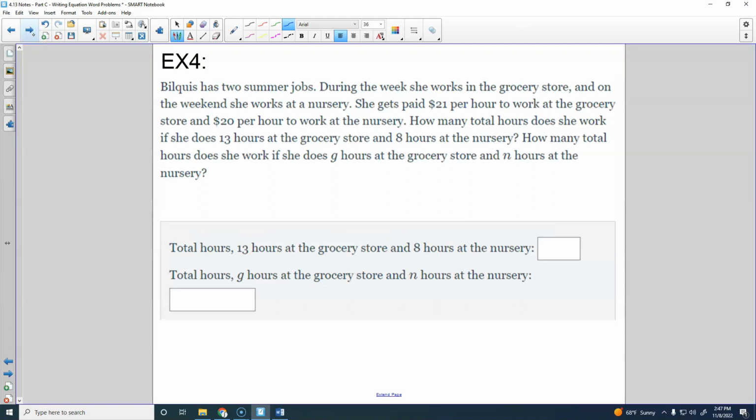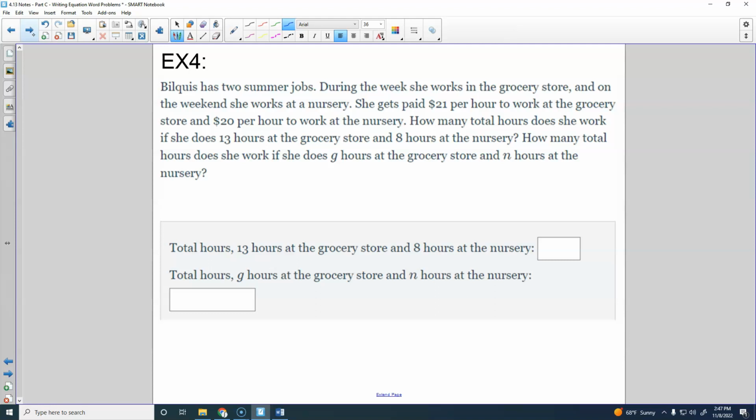All right, here's another good name. Bilqui has 2 summer jobs. During the week, she works in the grocery store, and on the weekend, she works at a nursery. She gets paid $21 per hour to work at the grocery store and $20 per hour to work at the nursery. How many total hours does she work if she does 13 hours at the grocery store and 8 hours at the nursery? How many total hours does she work?